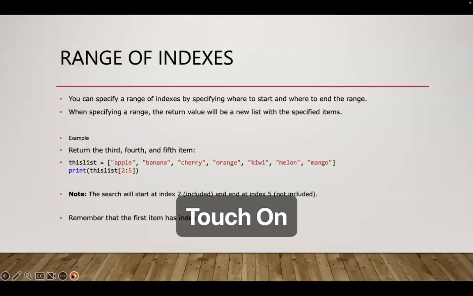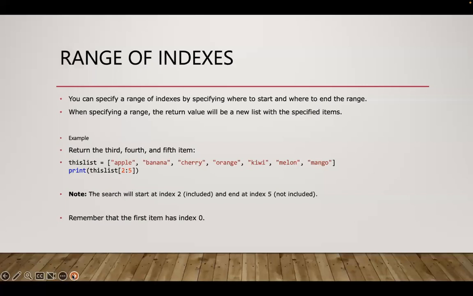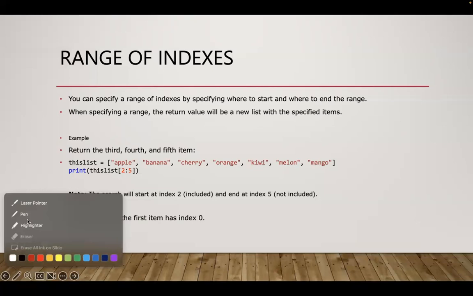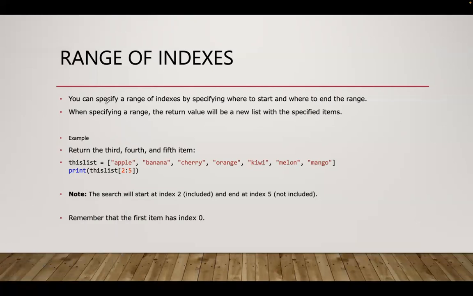Next slide. Now we want to talk about ranges. I also did the example of this for you. We can also give a range to what we want to index. You can specify a range of indexing by specifying where to start and where to end the range. When specifying a range, the return value will be a new list with the specified items.